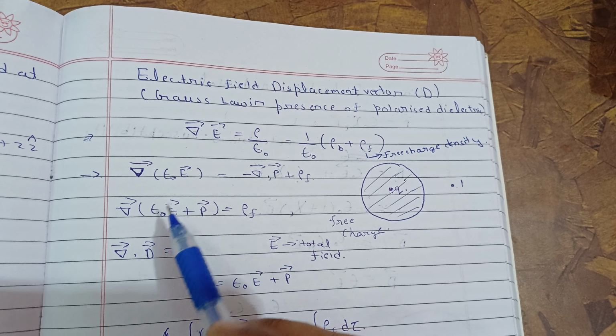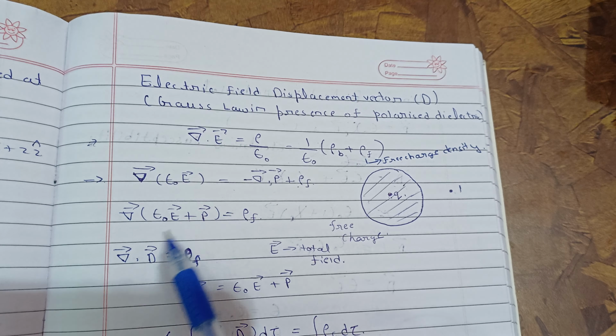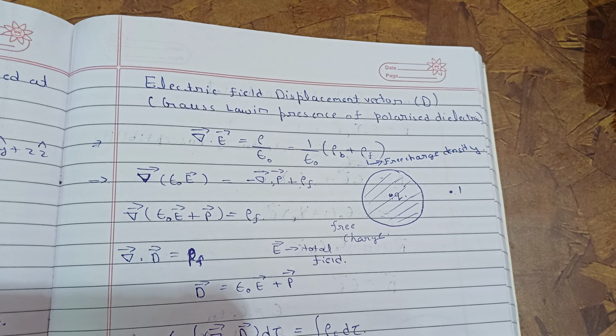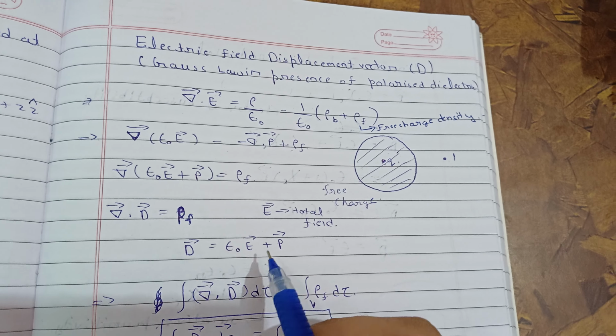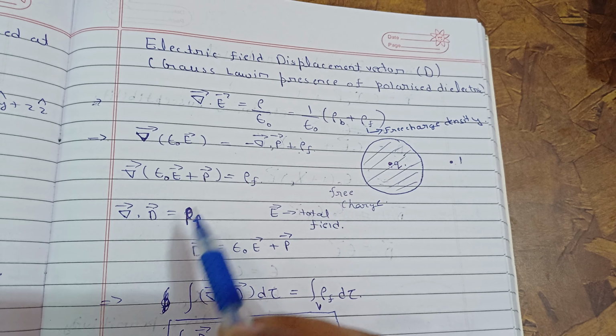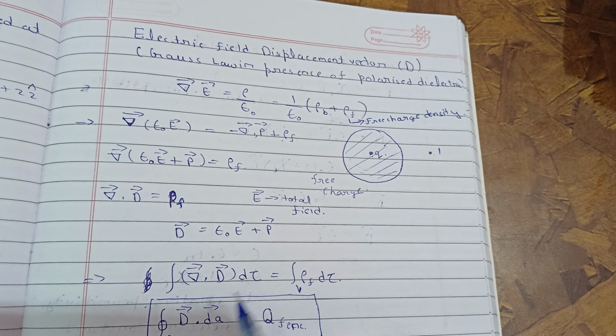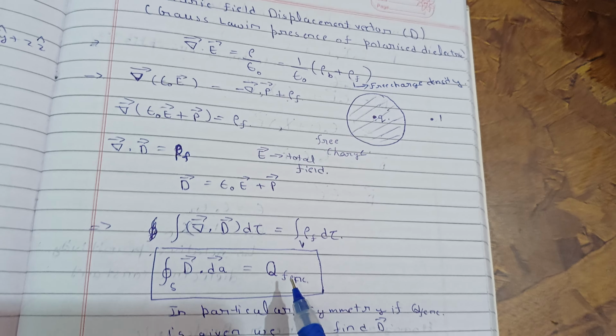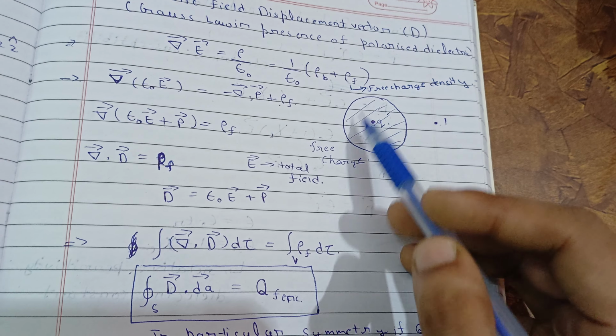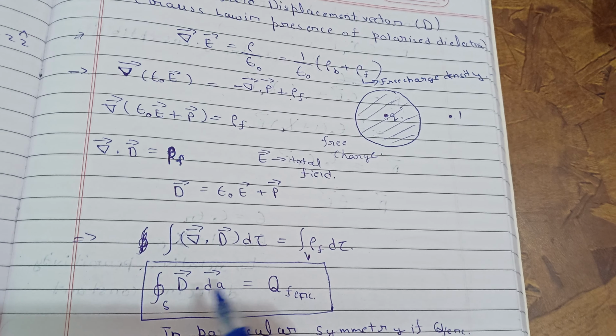Now see this equation, in place of this we will write D, that is our displacement vector D. Now see, if D is equal to this, then take the integration to find the total charge here. This is the free charge density. So this will be like this, and this will give you total free charge enclosed inside this sphere. Now see what this D indicates.